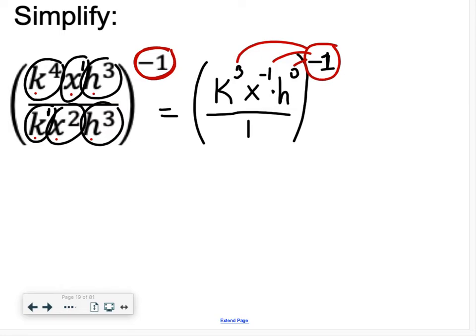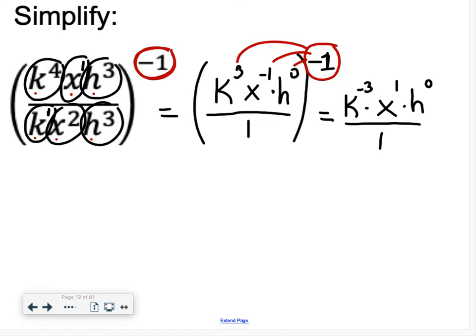Okay, so when I distribute, I multiply the powers. So I'm going to have k to the negative third, x to the positive first, because negative 1 times negative 1 is positive, and then 0 times negative 1 is still 0. Okay, and then this is over 1 still.